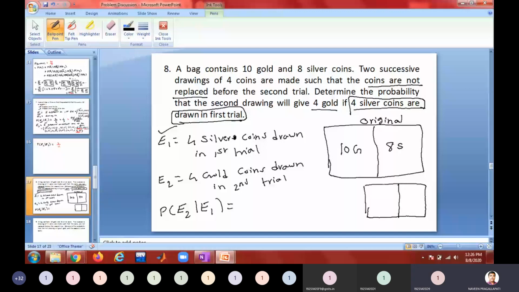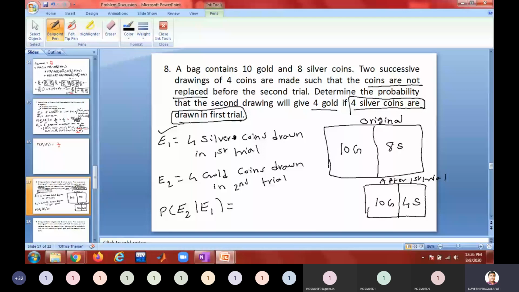After the first trial, 10 gold will be there. In the first trial, 4 silver coins are drawn. So out of 8, if I remove 4 silver coins, there will be only 4 silver coins. Now these are the coins available for the second trial because coins are not replaced. For the second trial, I have to take 4 gold coins from this box only, because one trial has already happened.